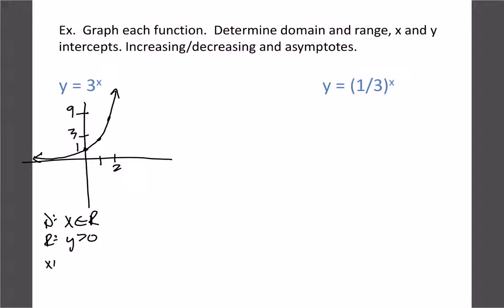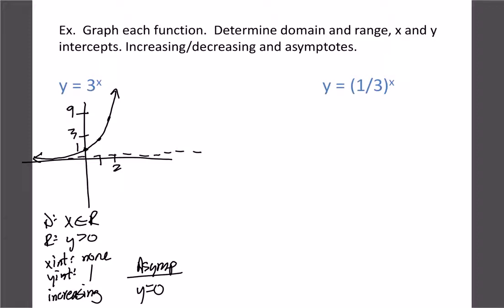We have an x-intercept of none. It never crosses the x-axis. Y-intercept of 1. And in this case, it's increasing because it's positive. It's getting bigger and bigger. Our 3 is getting triple as big each time. And we have an asymptote at y equals 0. So what that means is, the graph never goes below it. That's our cutoff of the graph.